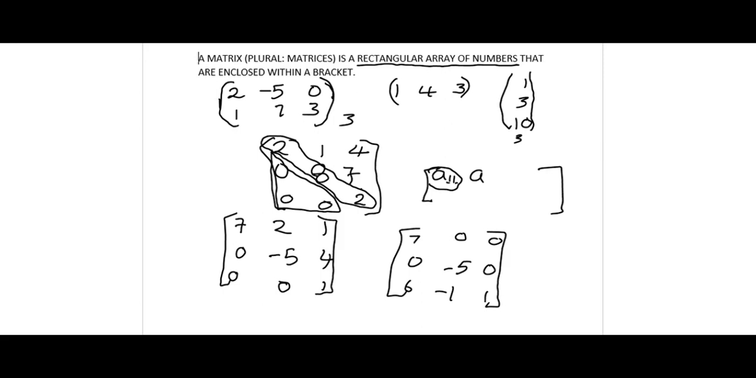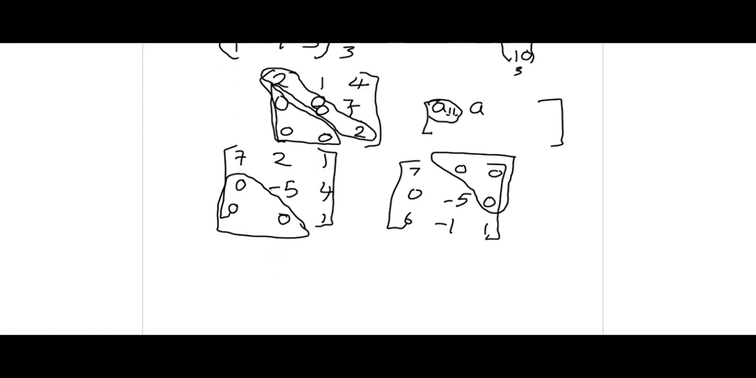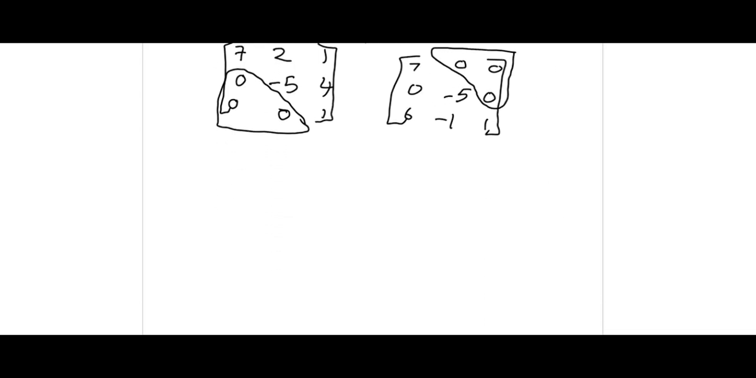And so this is the lower triangular matrix where the zeros occur below the principal diagonal, and this is the upper triangular matrix where the zeros occur above the principal diagonal. Then we have the null matrix. A null matrix occurs where all entries are 0. This is a null matrix.